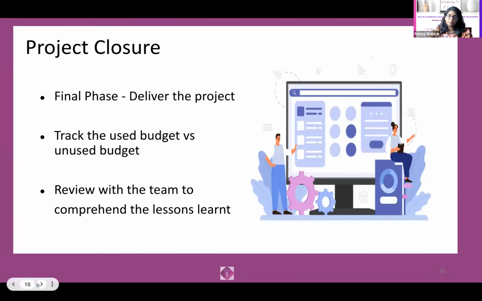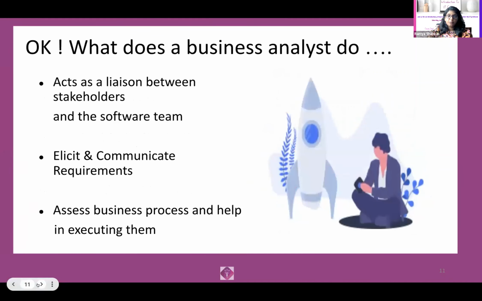I hear you all by now. Now that we spoke so much about the life cycle, where does a business analyst fit in this whole drama? A business analyst pretty much acts as a liaison between the stakeholder and the software development team. They are someone who's responsible for driving these requirements. They also help in identifying and assessing all these business processes at every phase in the software development lifecycle or the project management cycle. And they also help in executing them.